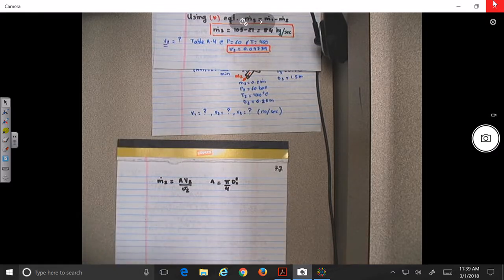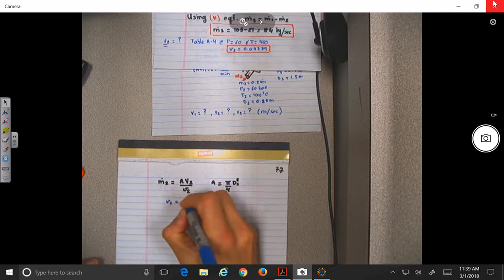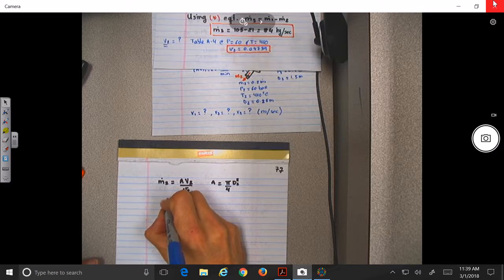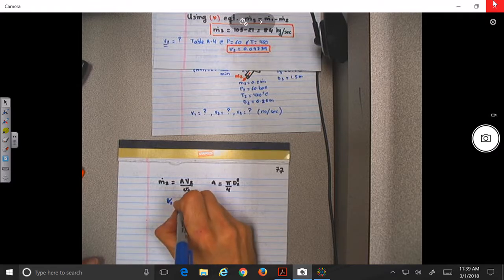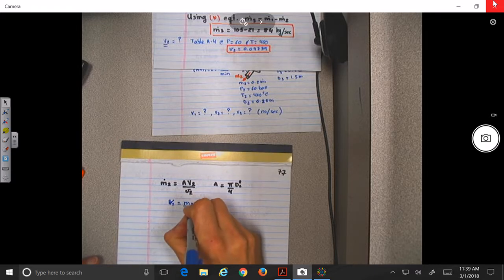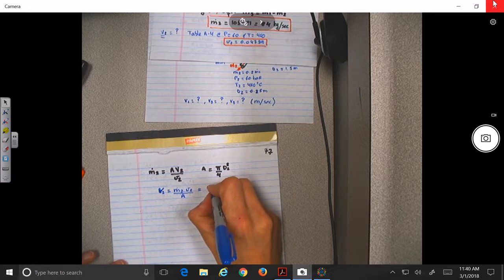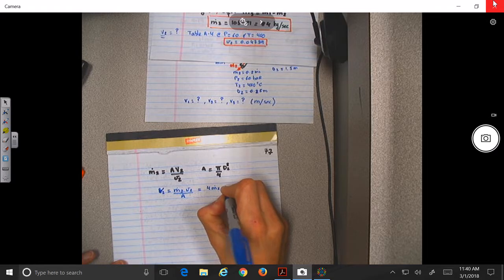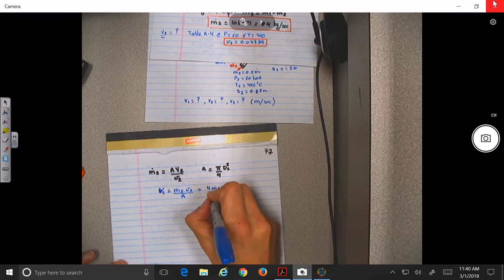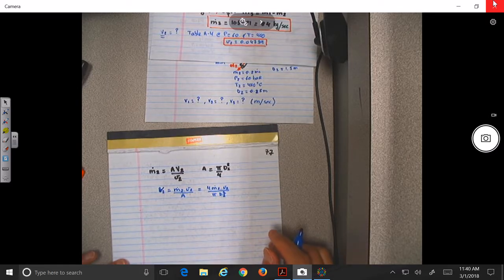So this one is way too thick, so I won't be able to read anything, but my blue is dying. So this will give us what? M2 or V2. Sorry. V2 will be equal to what? M dot times v2 divided by A, so this would be equal to what? 4 M2 v2 divided by pi D over 2 squared.